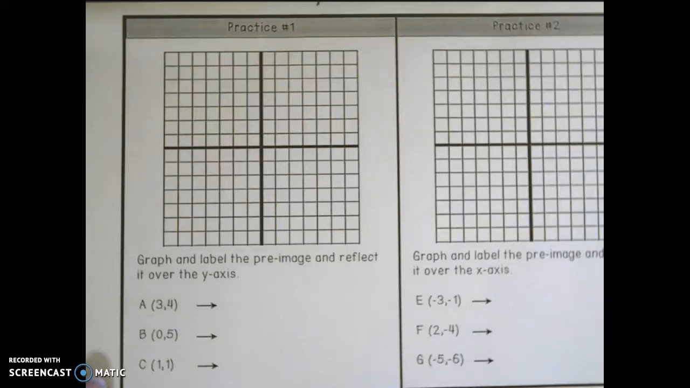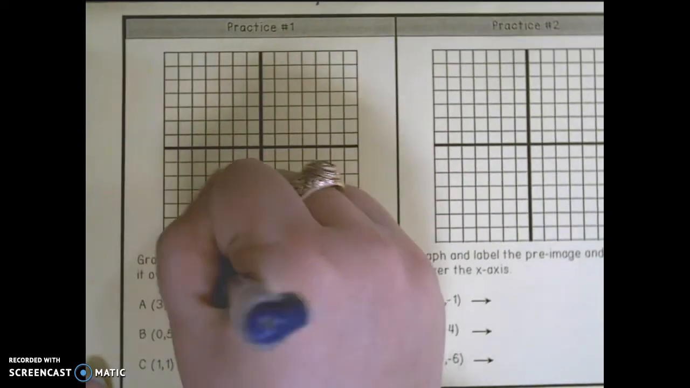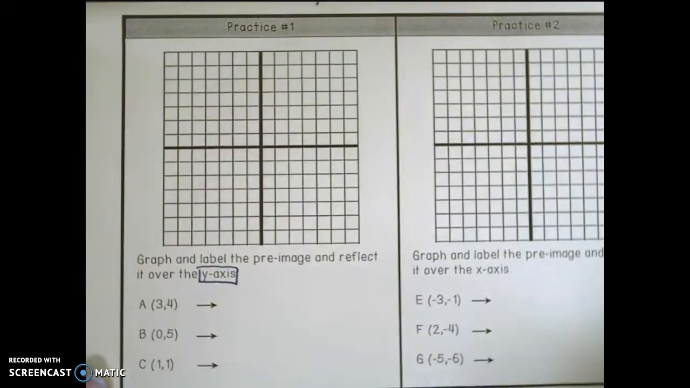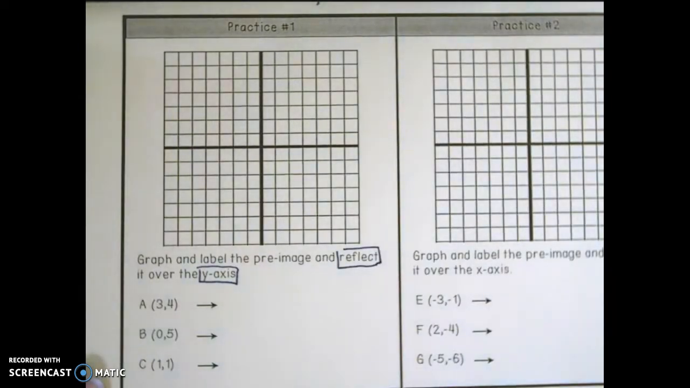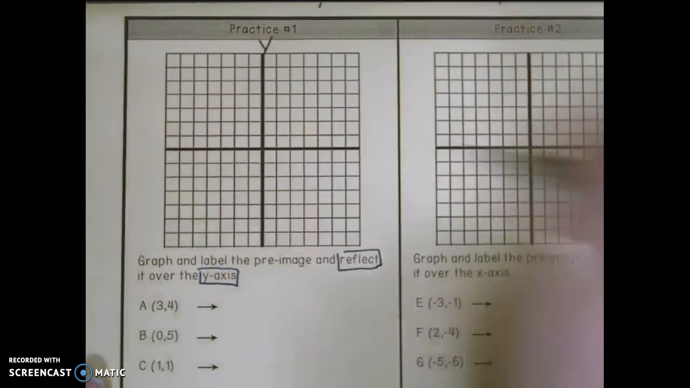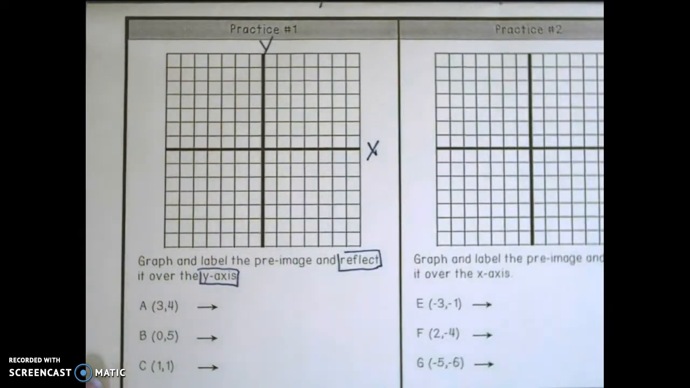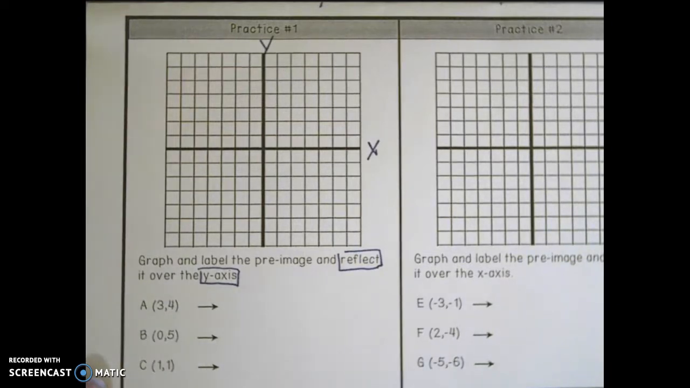So practice 1. It says graph and label the preimage and reflect it over the y-axis. So the one thing that we need to know is, or two things, it is reflect and the y-axis. Remember, when we're reflecting across the y, which is our up and down, we only change the sign of our x, not the values. So we change the sign of our x, not the values, and our y will stay completely the same.